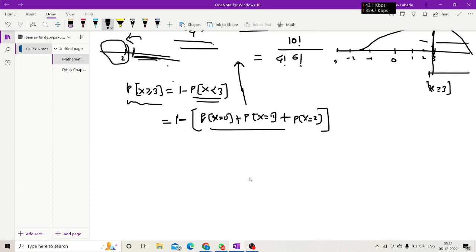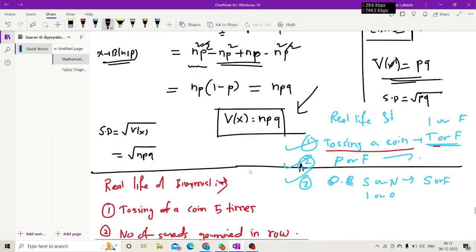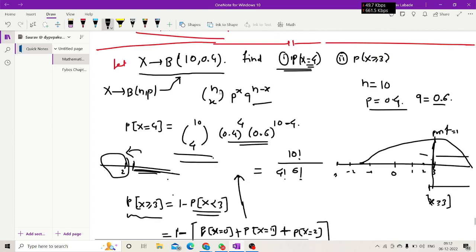So that was all about the Bernoulli distribution. Now, for the binomial distribution, we have also already discussed the mean and variance. Sorry, that was the problem on the binomial distribution only, right? Yeah. So this is how we have solved the problem related to the binomial distribution.